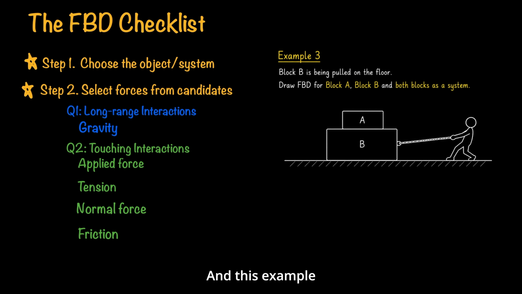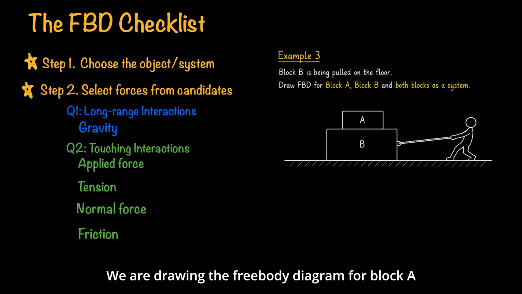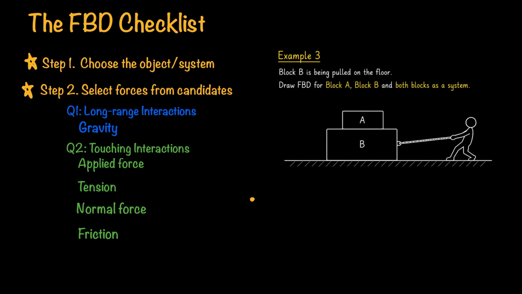And this example asks us to draw the free body diagram for block A, for block B, and both blocks as a system. So let's start with block A. We are drawing the free body diagram for block A, so we'll only identify interactions involving block A. First, is there a long-range interaction? Yes, the Earth pulls on block A, so I'll draw the gravitational force.